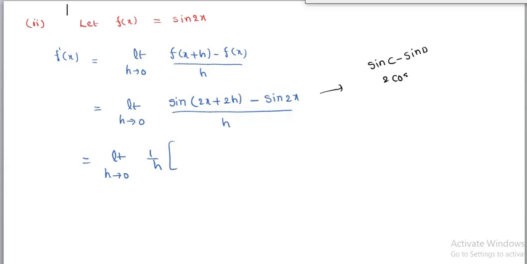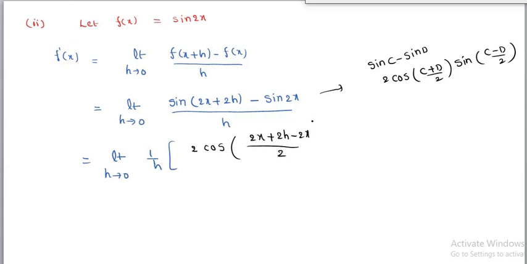Sin C minus sin D equals 2 cos((C+D)/2) sin((C-D)/2). So C value is 2x plus 2h, D value is 2x. So 2 cos((2x+2h+2x)/2) sin((2x+2h-2x)/2).